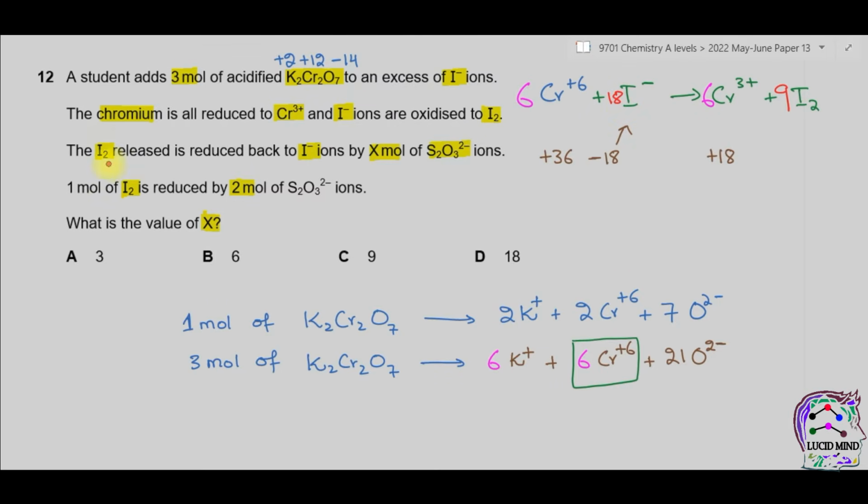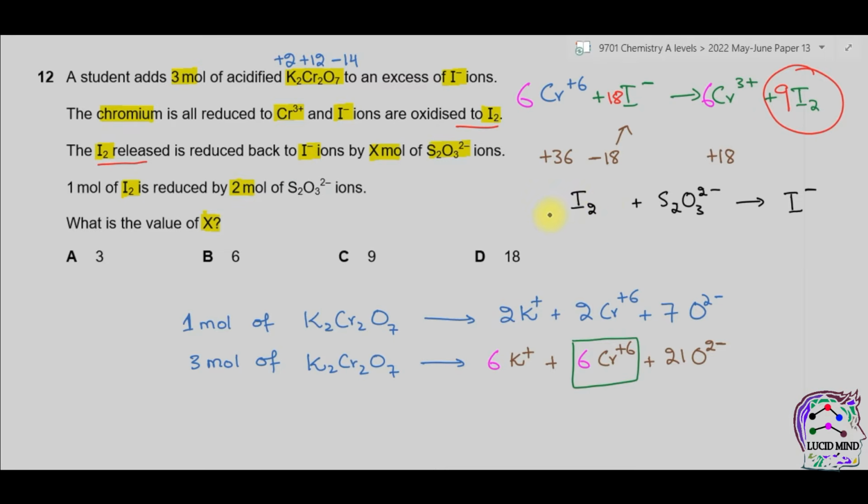Now it says the iodine released, this is the iodine that is released, is reduced back to iodide by X moles of S2O3 2- ions. Now we can react this one with S2O3 2-. So we have iodine, S2O3 2-, and the iodine released is reduced back to iodide. So the product is iodide. And it says 1 mole of iodine is reduced by 2 moles of S2O3 2-.